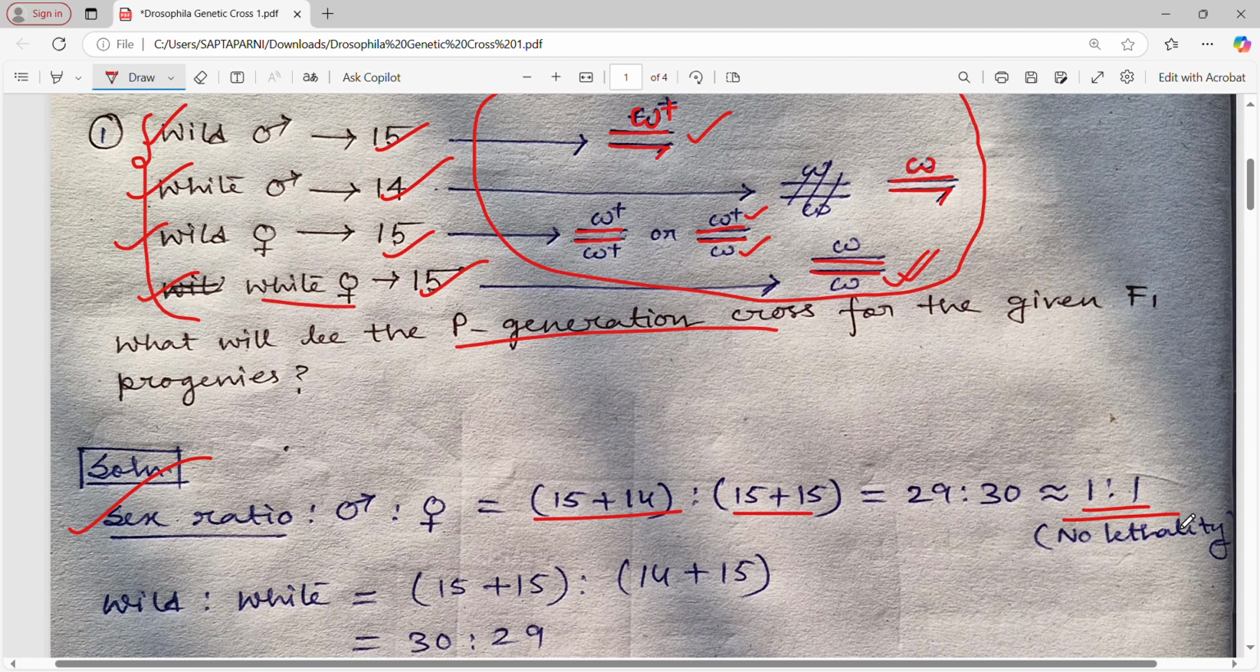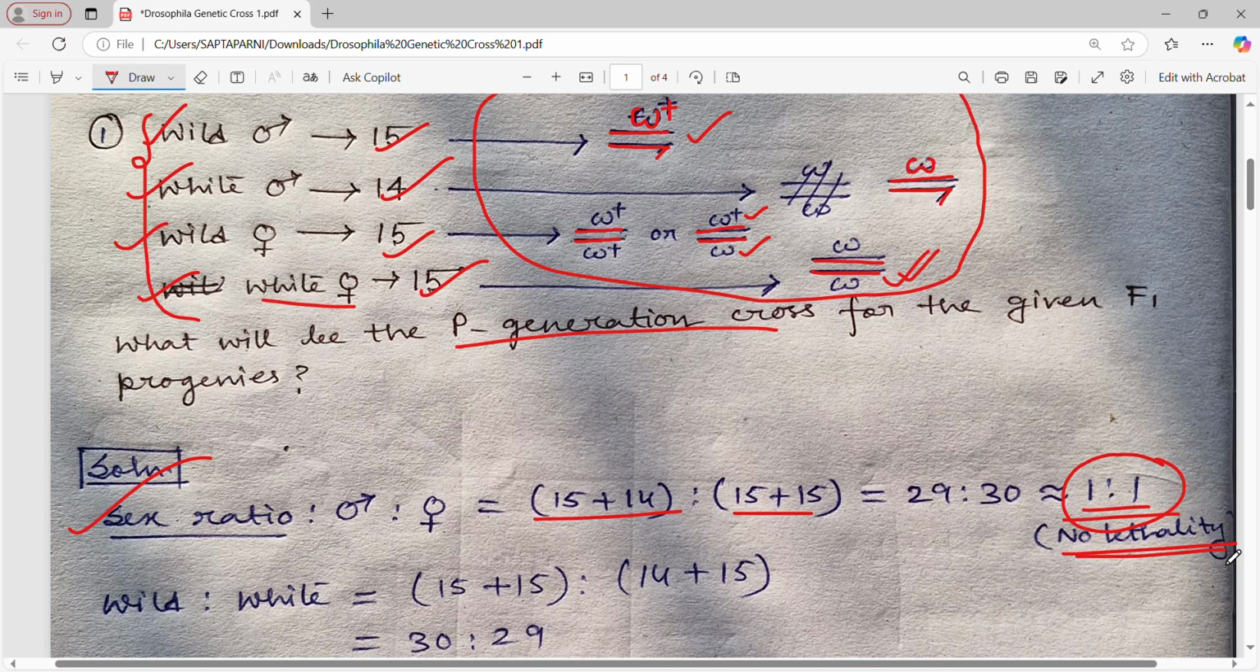Whenever the sex ratio is 1 is to 1, it is very important. It means that there is no lethality. No F1 progeny have died. And it is very important to know if there is lethality or not. If there is lethality, then the cross will be of another type, and if there is no lethality, then the cross will be of another type.